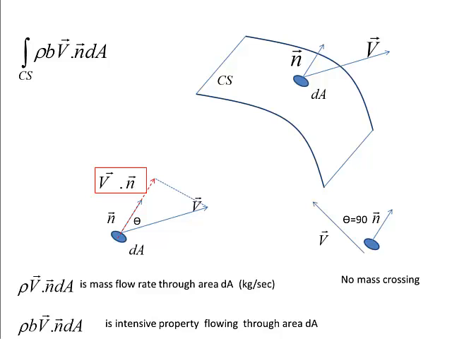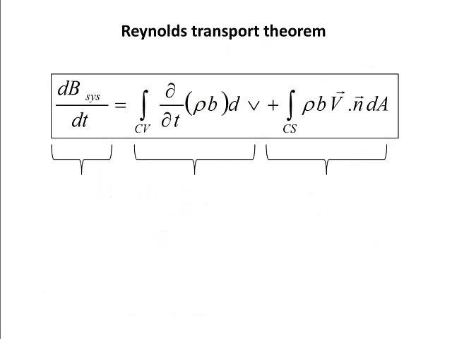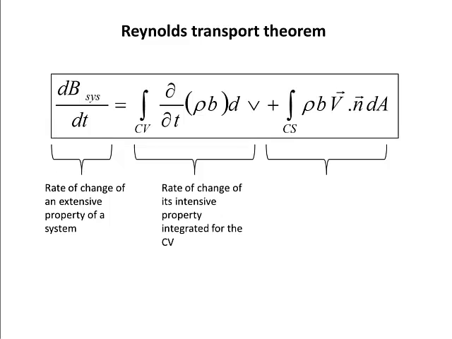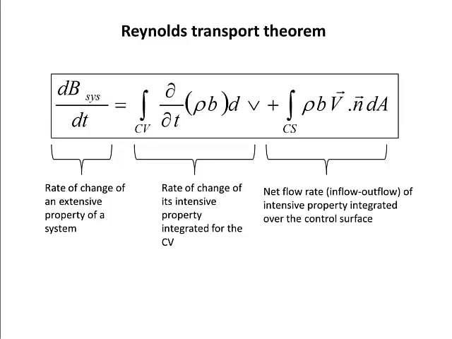Finally, let us review the Reynolds transport theorem. The rate of change of an extensive property of a system is equal to the rate of change of its intensive value integrated over the control volume, plus its net flow over the control surface. The extensive properties of a system can be its mass, momentum and energy. In the next video we will discuss the principle of conservation of mass using this theorem applicable to fluid flow.